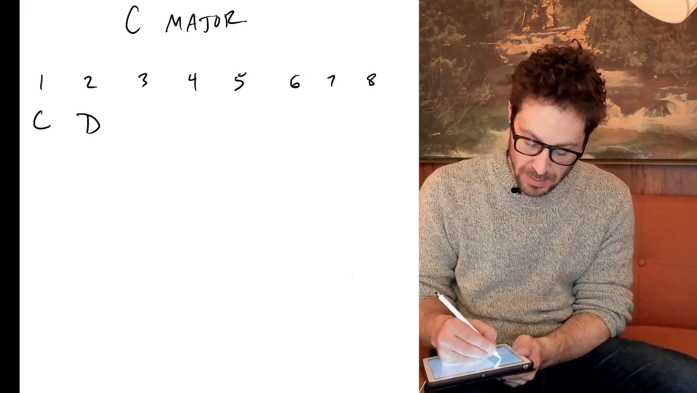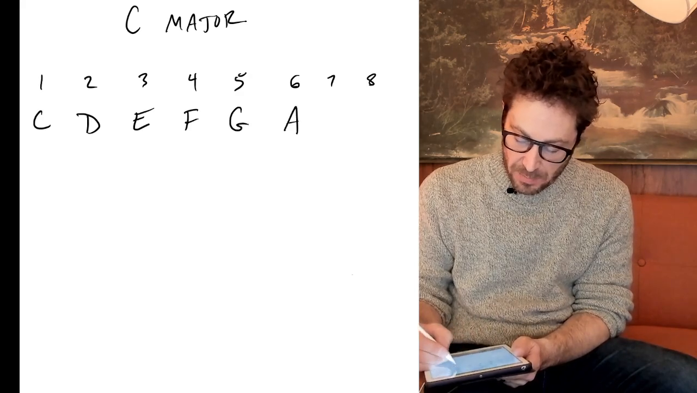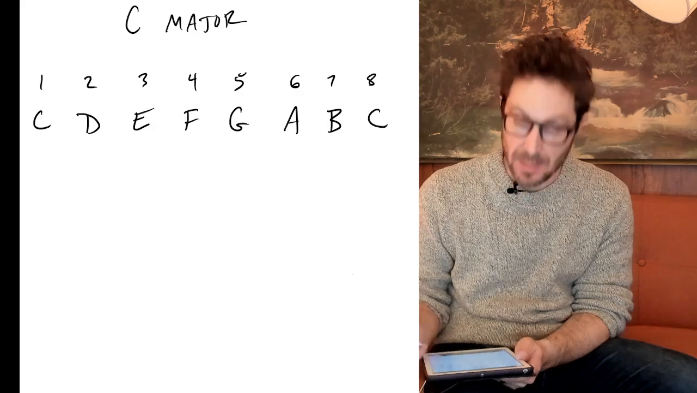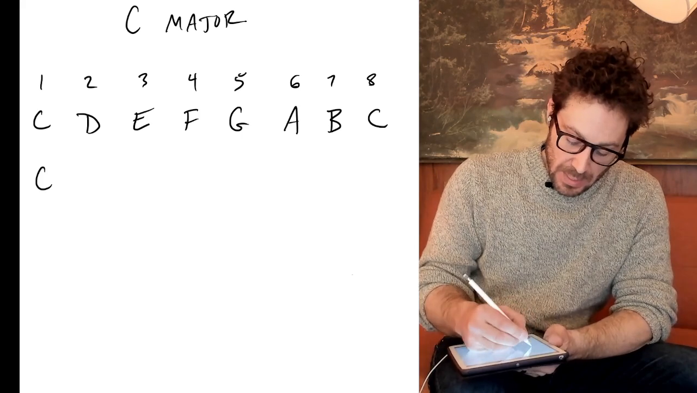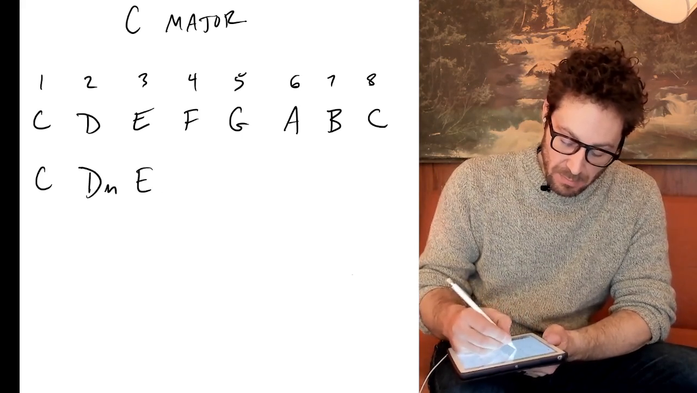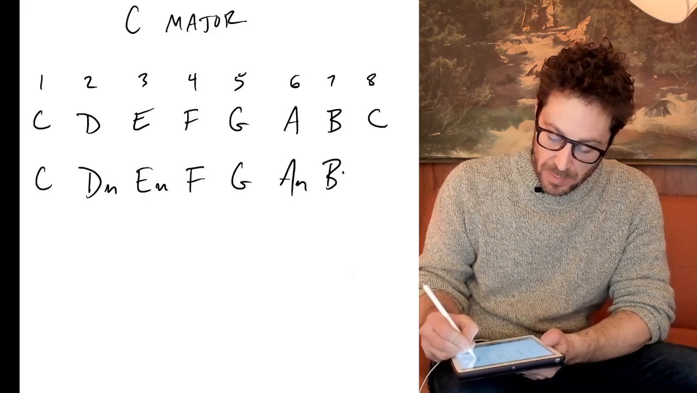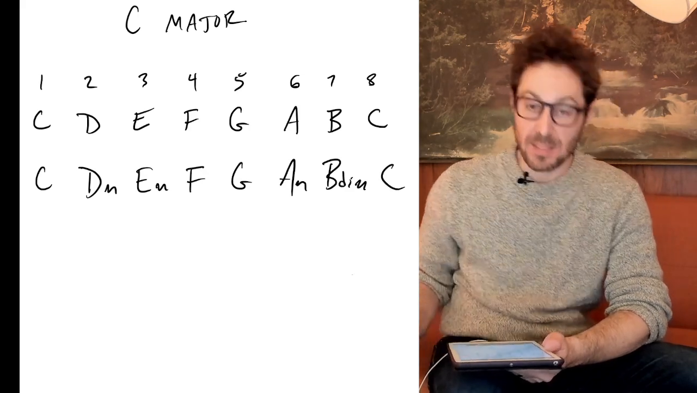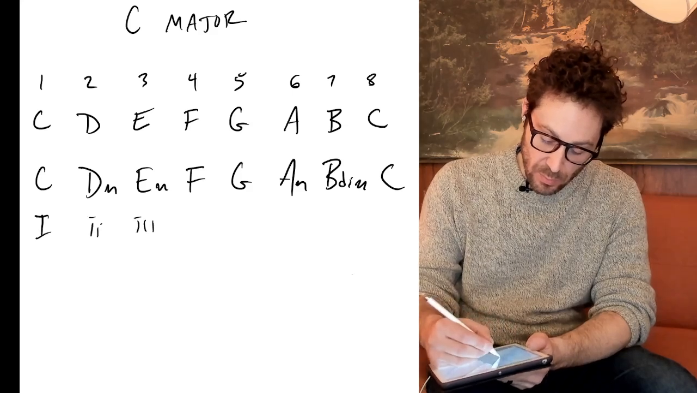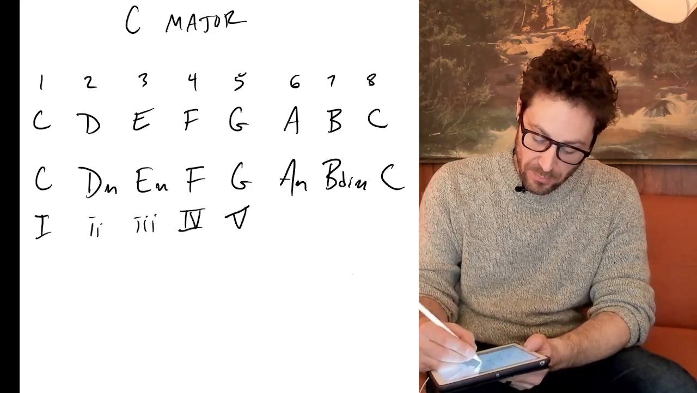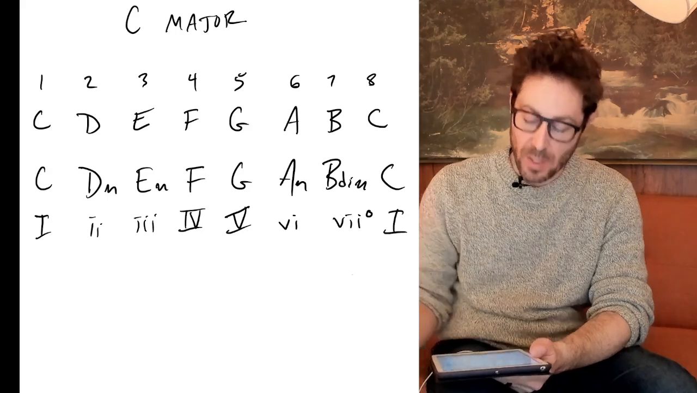C, whole step to D, whole step to E, half step to F, whole step to G, whole step to A, whole step to B, half step to C. Now let's put some chords there. C, D minor is the 2, E minor is the 3, F is the 4, G is the 5, A minor is the 6, B diminished is the 7, back to C. We could put numbers 1, 2, 3, 4, 5, 6, 7 with a little diminished. We're back to the 1.